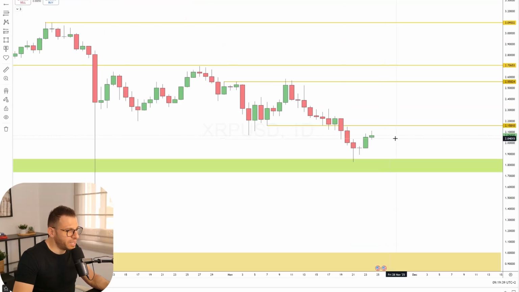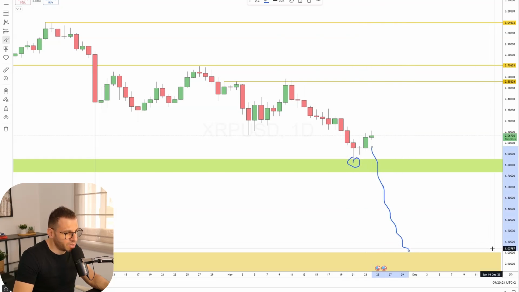And last one is the XRP. The market also is driven by selling pressure. The price now found support around 1.80, but is still in a downtrend. This has bearish implications. If the price breaks below this low, the next key level of support becomes $1.